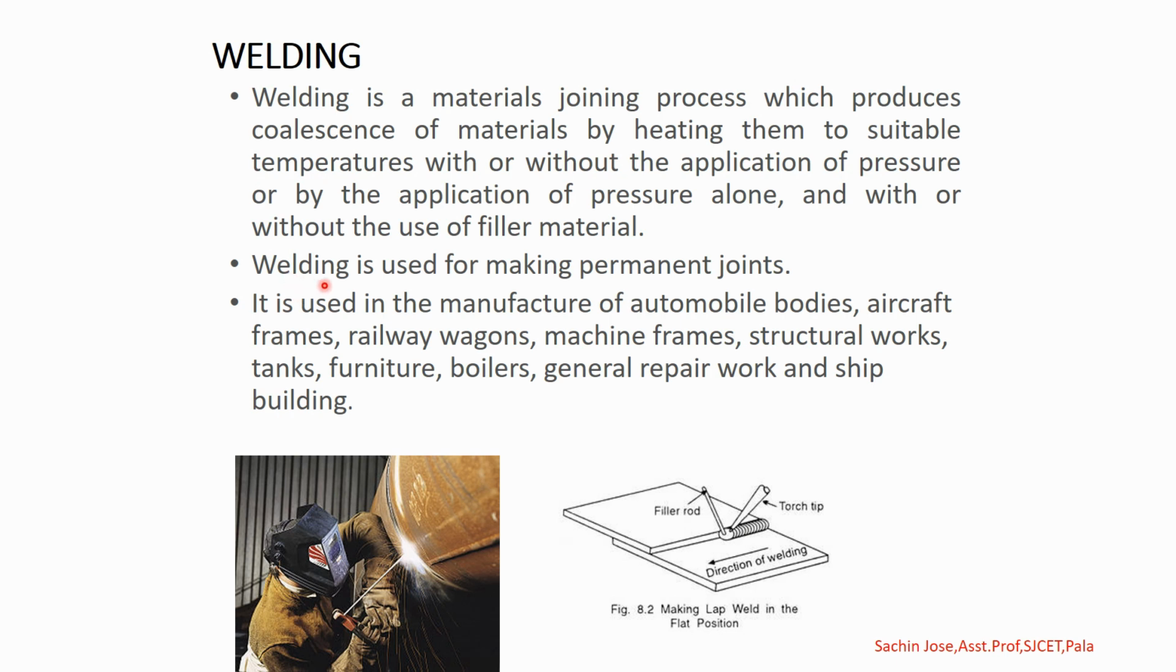Another important point is that welding is used for making permanent joints. If you go for a nut and bolt, it is not a permanent joint, it is a temporary joint. You can dismantle it and use it again, but in the case of welding, it is an advantage as well as a disadvantage. Since it is a permanent joint, you cannot dismantle it. You can dismantle it, but you may not get the original structure. It is used for automobiles, aircraft, railway wagons, general repair work, shipbuilding. Clear? So that is welding by definition.